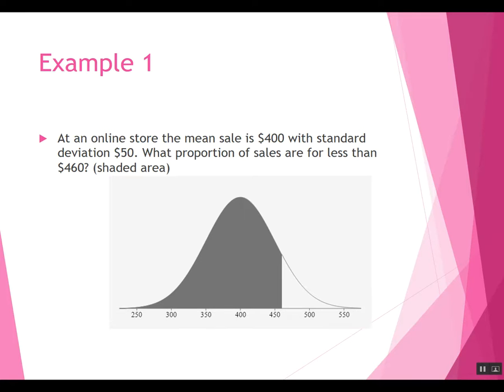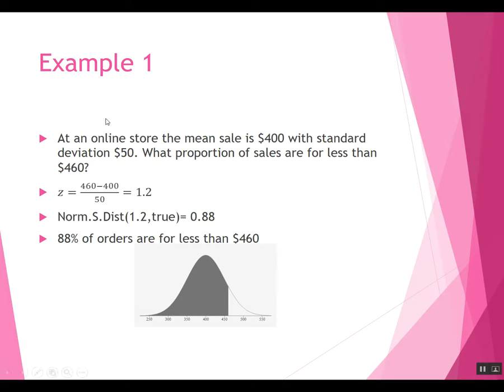At an online store, the mean sale is 400 with standard deviation 50. What proportion of sales are for less than 460? That's the shaded region. If we think of all the area under this curve as being 1, what's the area to the left of 460? The key is to find the z-score that goes with 460. The z-score is 460 minus 400 over 50. That's our z-score formula: x minus the mean over the standard deviation gives us 1.2.